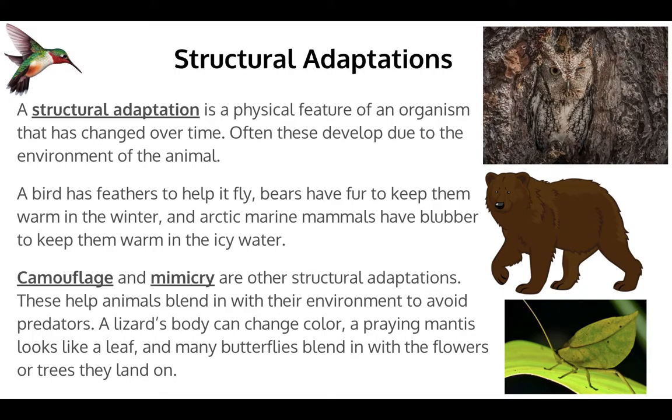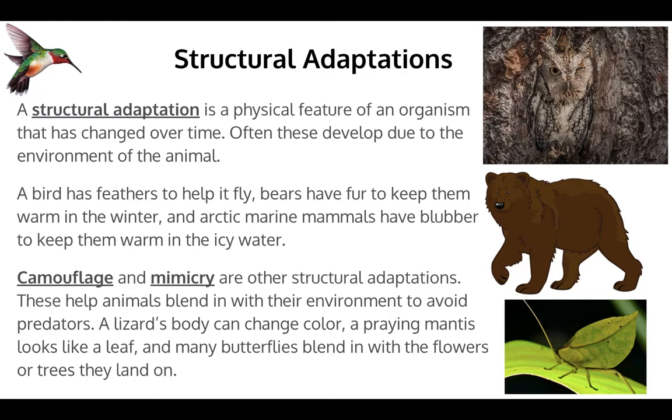Structural adaptations are when a physical feature of an organism has changed over time, and often these develop due to the environment of the animal. For example, a bird has feathers to help it fly, bears have fur to keep them warm in the winter, and Arctic marine mammals have blubber to keep them warm in the icy water. Some examples of structural adaptations that we see in animals are camouflage and mimicry.